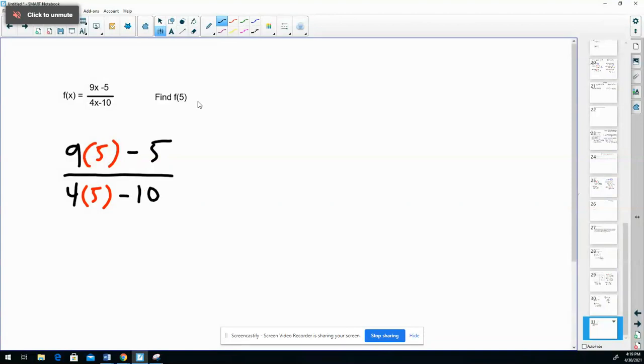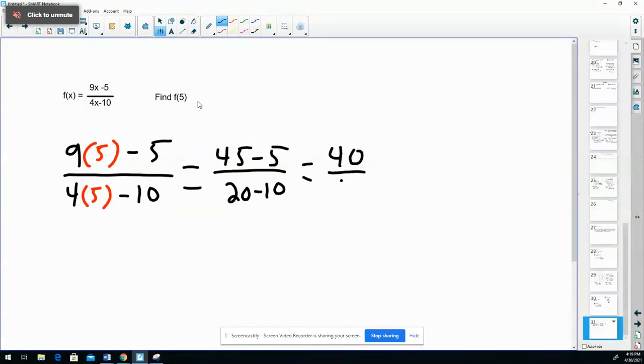9 times 5 is 45 minus 5. 4 times 5 is 20, minus 10. 45 minus 5 is 40. 20 minus 10 is 10. And 40 divided by 10 is going to get you 4.